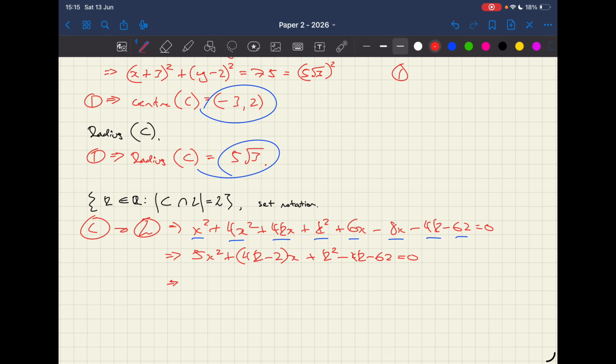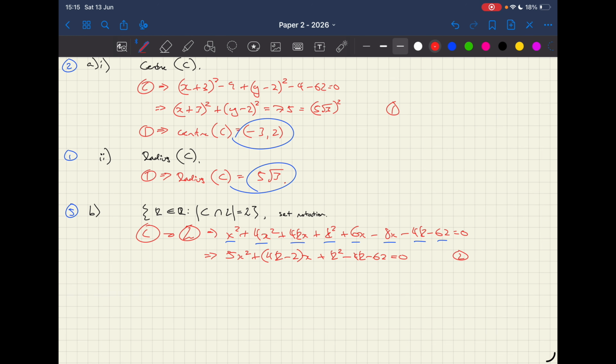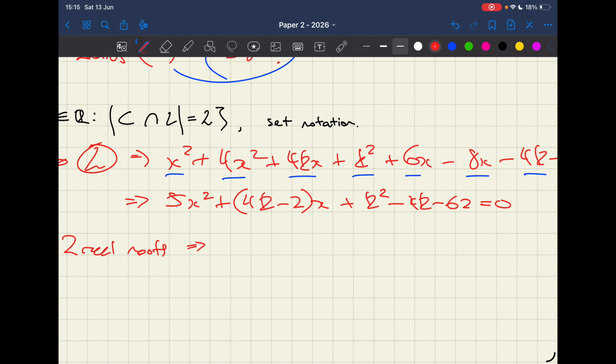This then, we want to make sure we have 2 real roots. So let's call this fact number 2. The fact that we have 2 real roots implies that the discriminant of this thing, so b squared take away 4 times a, so that's 20 lots of this stuff, needs to be positive.